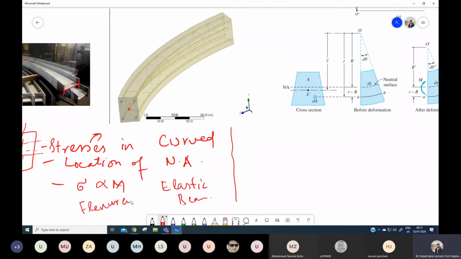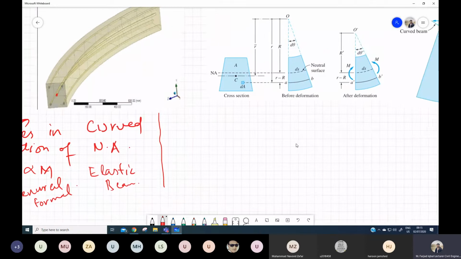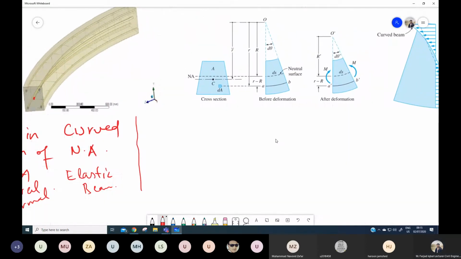So the same approach will be applied over here and we will have a relationship for stress and moment that can be used to calculate the stresses in the case of a curved beam. Let's suppose that this is one cross section which we have taken from a curved beam, and this is the radius of curvature. If we are measuring the distances, then this r dash distance over here is the location of the centroidal axis.